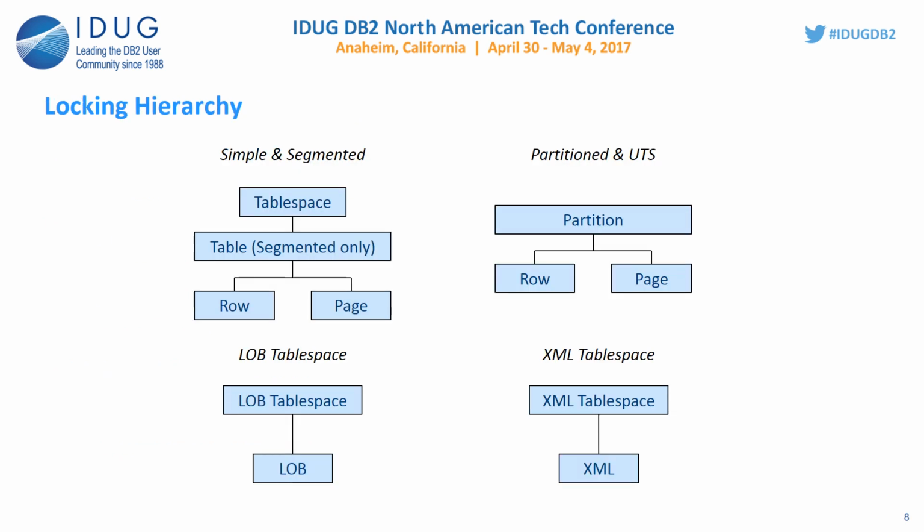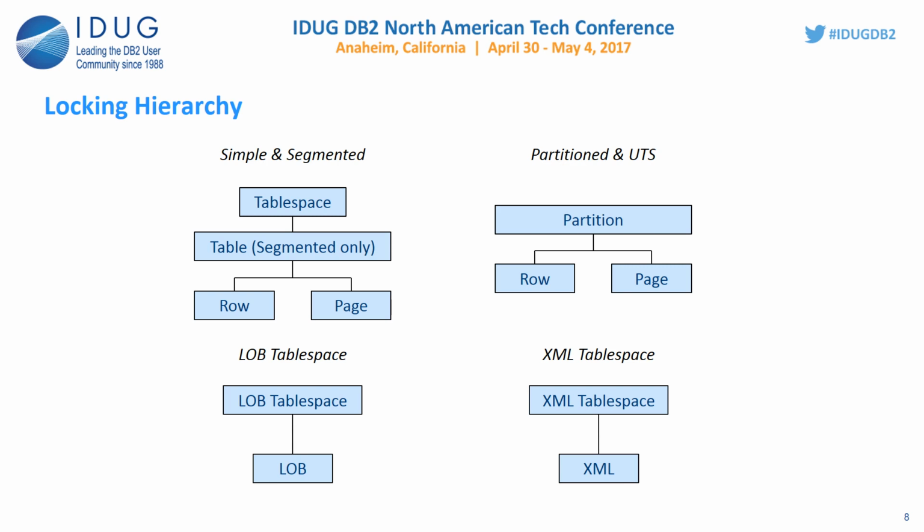So this is the hierarchy. DB2 has a locking hierarchy. For simple and segmented table spaces, you've got the table space lock and then either a row or a page lock. And if you've got segmented table spaces that are multi-tables, you can actually lock the individual tables within those as well.